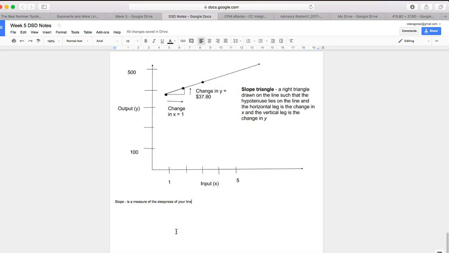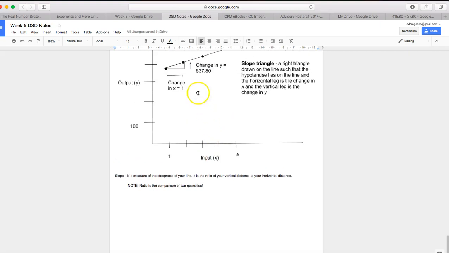So it is the ratio. Remember this word from the Real Number System Challenge? It is the ratio of your vertical distance to your horizontal distance. Okay, so there's a comparison. Remember, if you recall, a ratio is the comparison of two quantities. So we're comparing what happens to your vertical change, your y, as we are changing horizontally. So two quantities are being compared to each other.